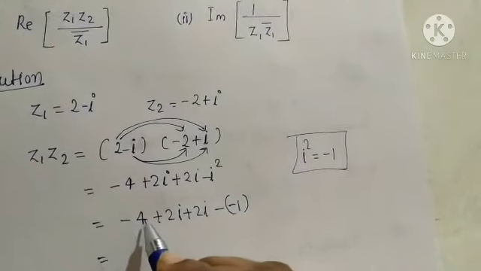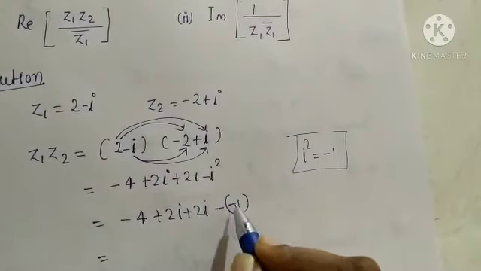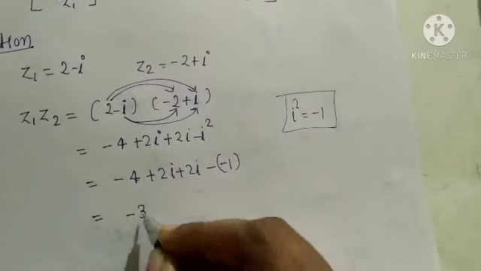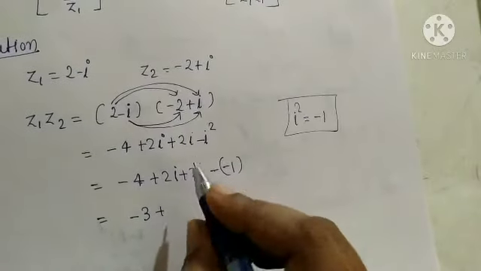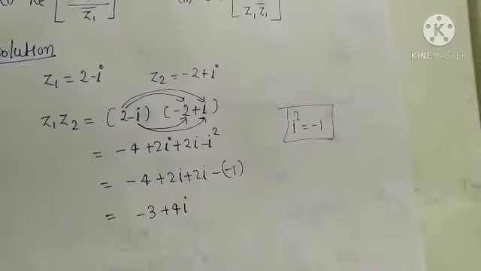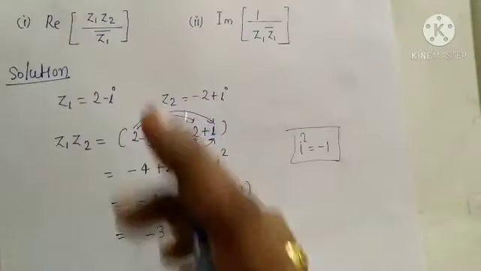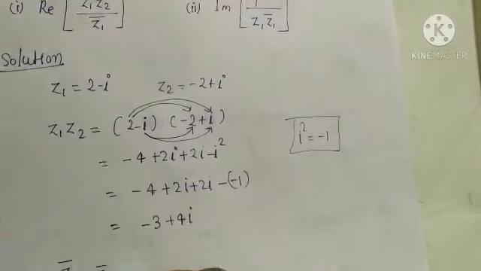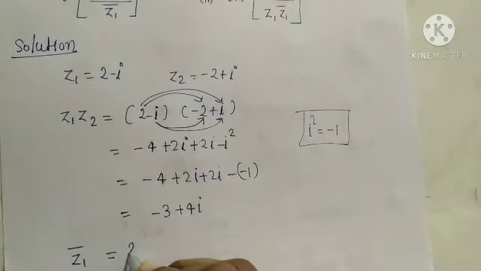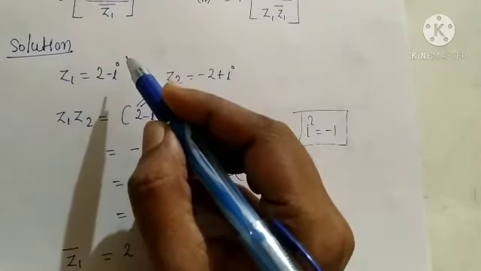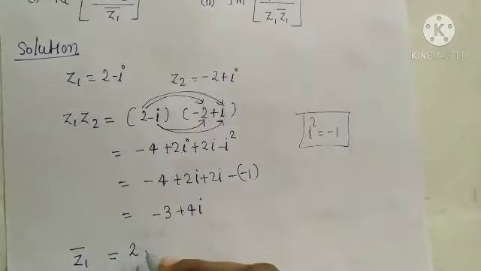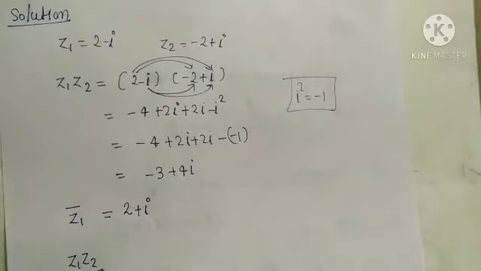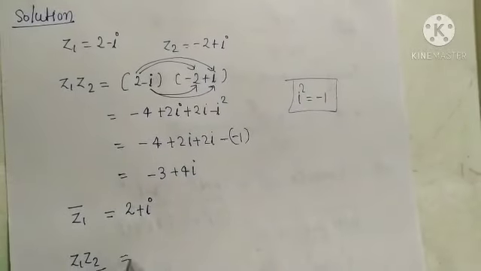and the answer will be minus 4. Minus of minus 1 will become plus 1. So minus 4 plus 1 leads to minus 3, plus 2i plus 2i will become 4i. Okay, and next we need to find Z1 bar. So Z1 is 2 minus i. So Z1 bar, meaning the conjugate of Z1, where the sign of the imaginary part changes, will become 2 plus i.